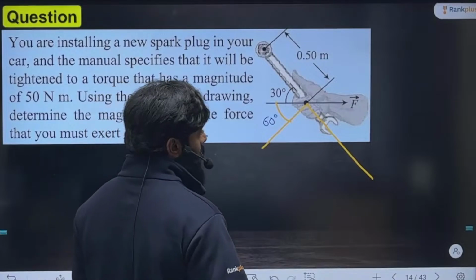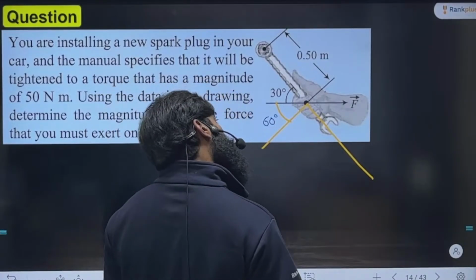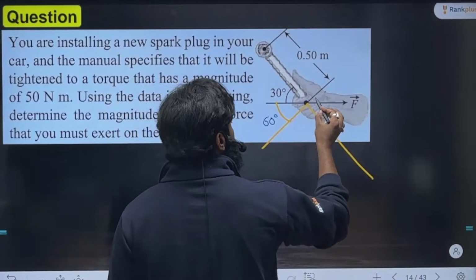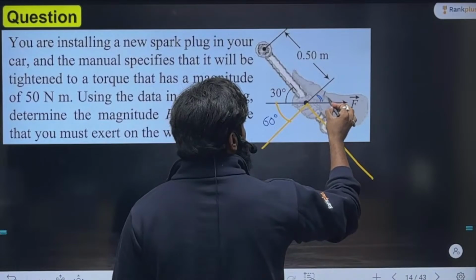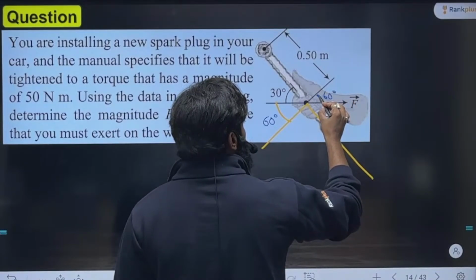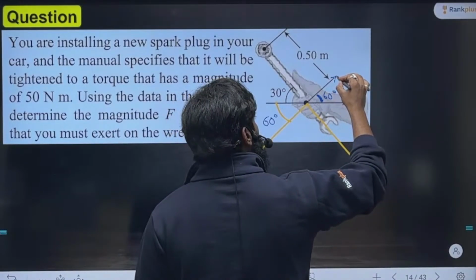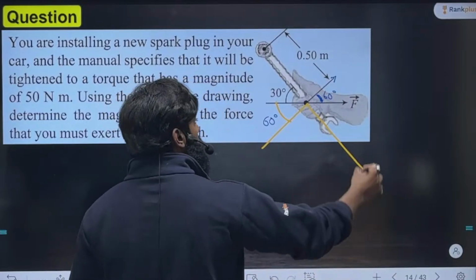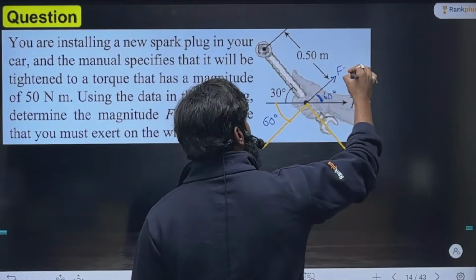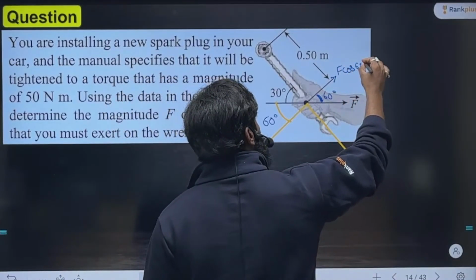Right? This will be my 60 degree. And now, if this is 60 degree, this will also be 60 degree. And this is the force F cos 60 degree.